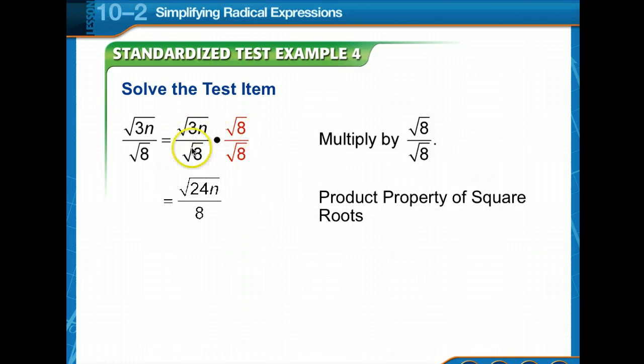So 8 times 3n is 24n, so the square root of 24n, and the square root of 8 times the square root of 8 is 8. See how we got rid of that radical? Good job.